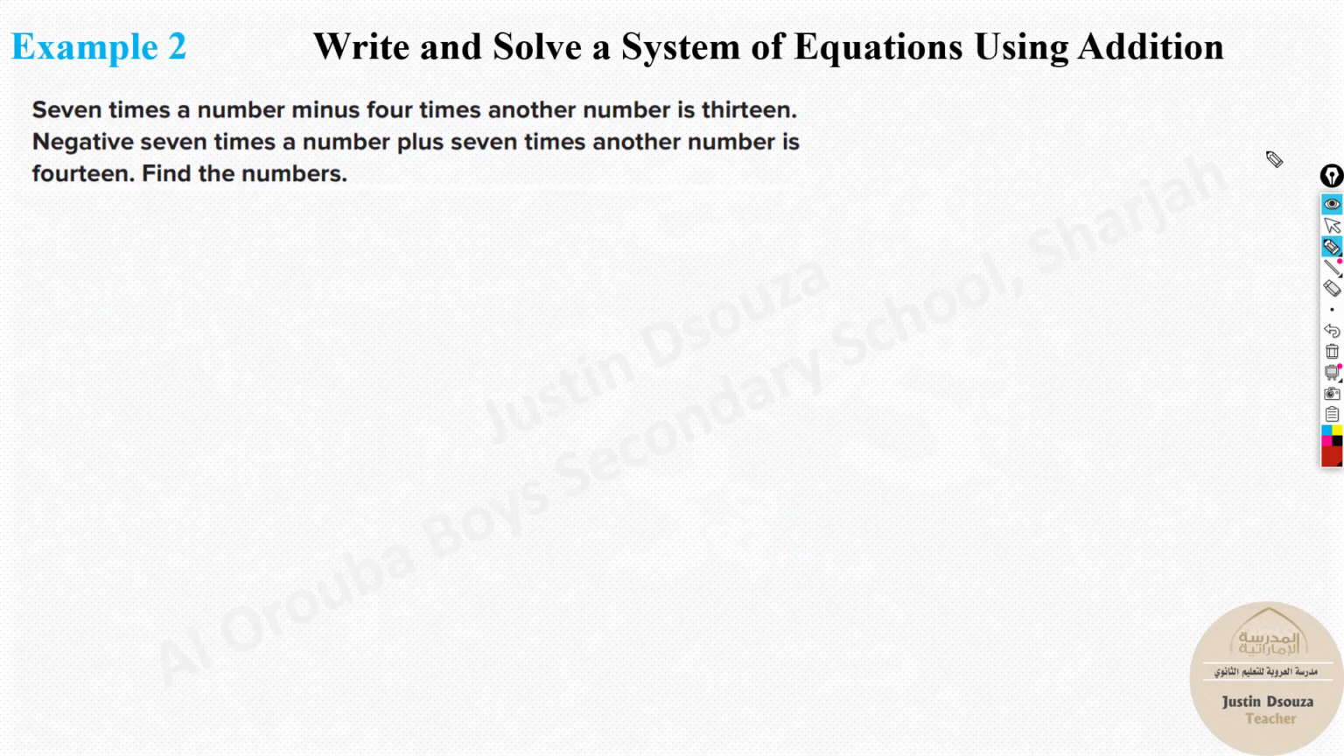We have a real world problem. Let's look into this now. 7 times a number minus 4 times another number is 13. Now before continuing reading, let me just write it out. 7 times a number, you can take anything a, b, c, but I'll just take it as x. 7 times a number, this is x, minus 4 times another number. Don't take x now, this is another number, so it is y, is 13. This is how we write the first equation. 7x minus 4y equals 13.